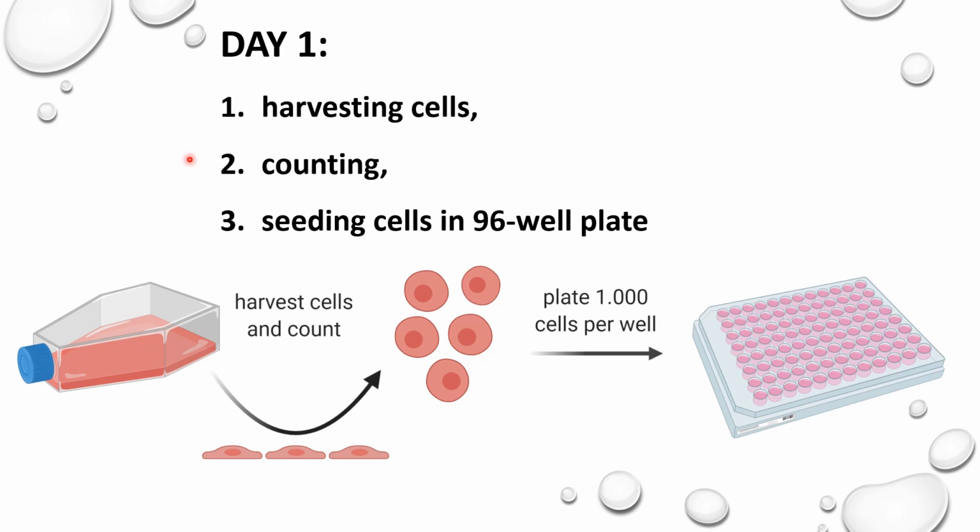Once they're detached, we no longer need to treat them. We just want to count them. And the counting I'll have a few more words on, because we will use a hemocytometer, and it's always interesting to figure out how we can get numbers from that device. After that, we make a suspension which we pipette into each well of the 96-well plate, aiming to have roughly 1000 cells per well.